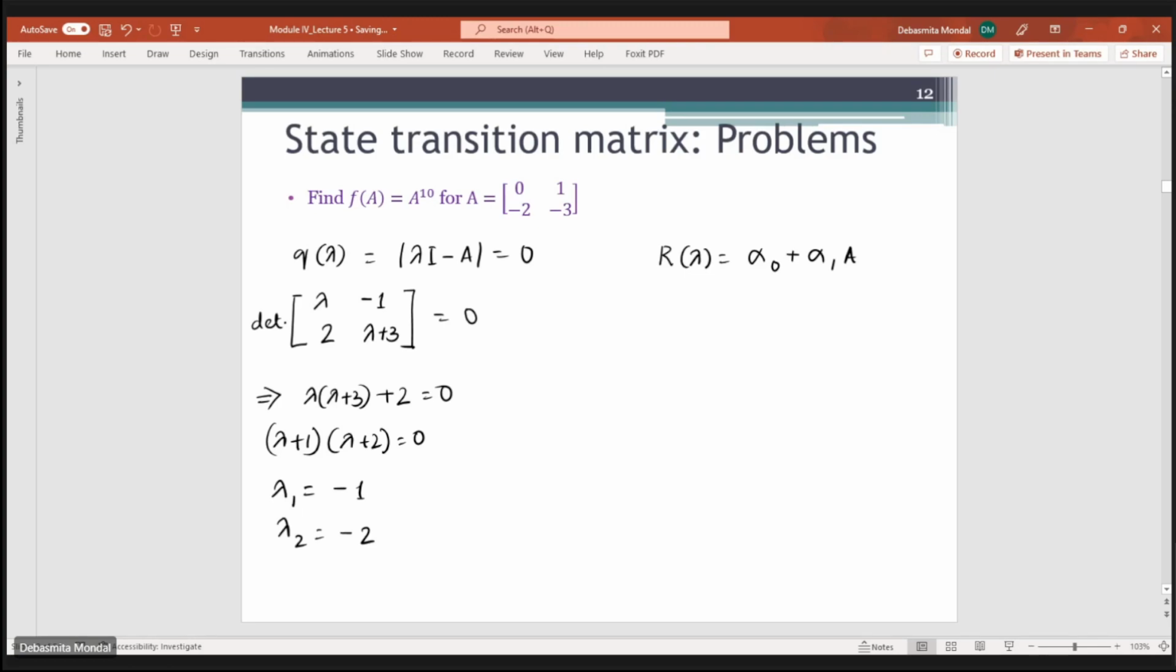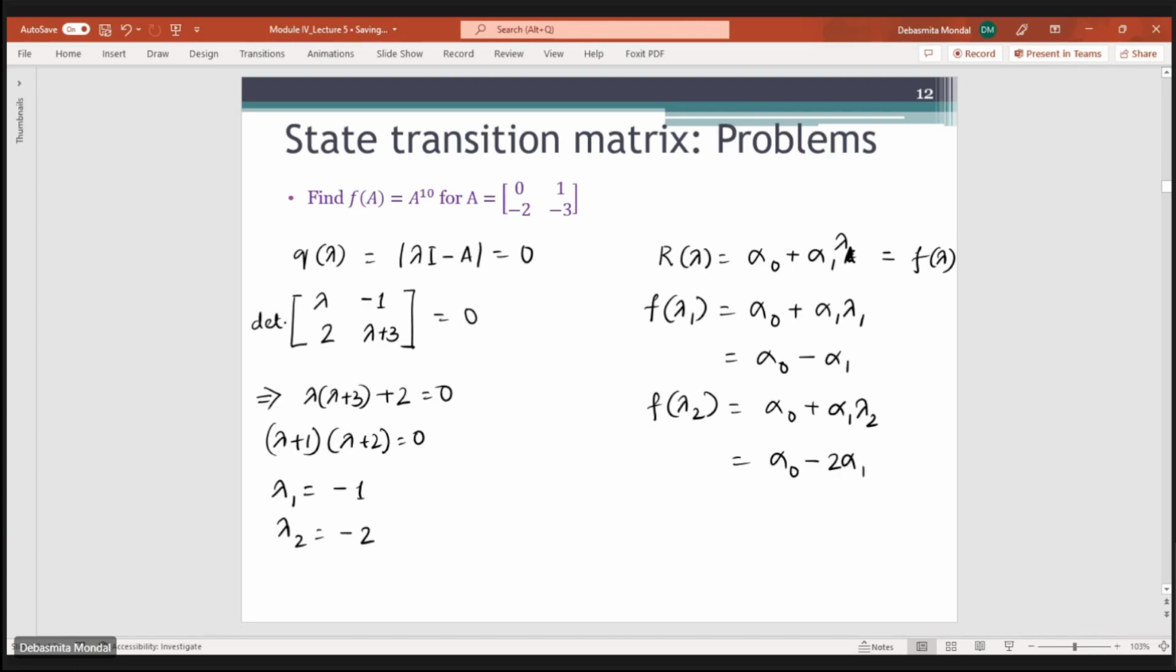Okay, so from here, this would be nothing but f of lambda. So you can find out the value of f of lambda 1. So f of lambda 1 would be alpha 0 plus alpha 1 into lambda 1, this will not be A, this would be lambda. So this is equal to alpha 0 minus alpha 1, and f of lambda 2 will be equal to alpha 0 plus alpha 1 lambda 2, so this would be equal to alpha 0 minus 2 alpha 1, right?